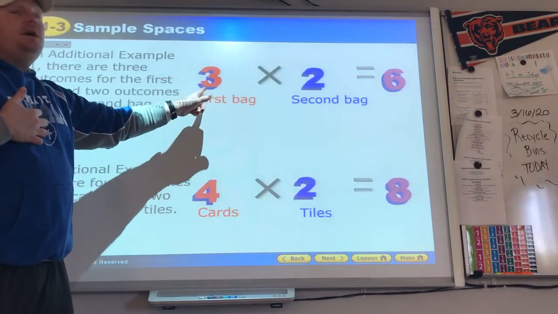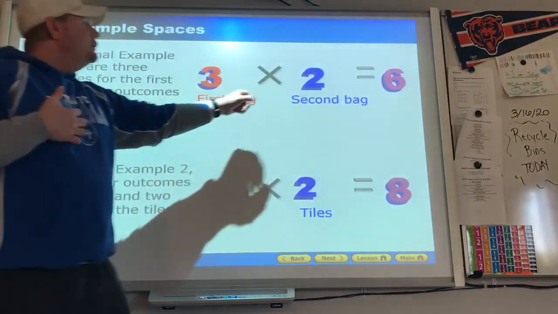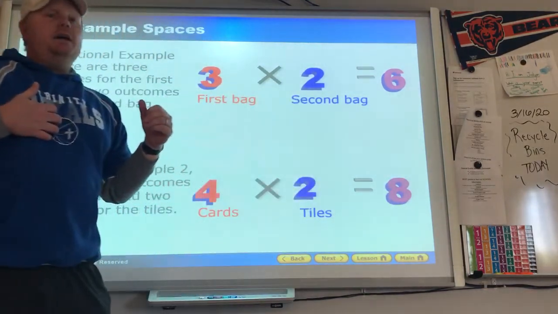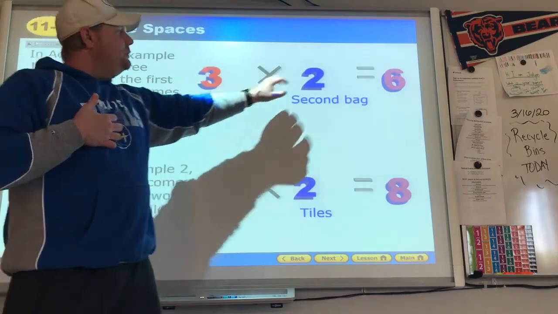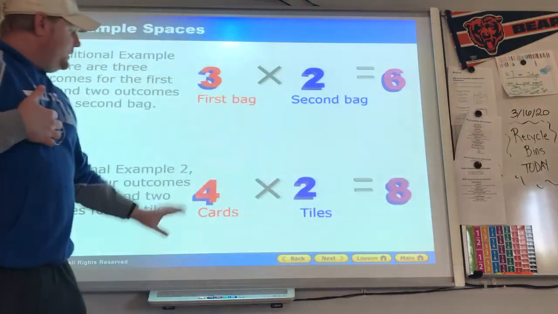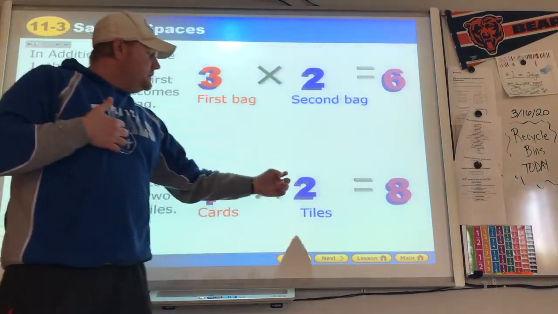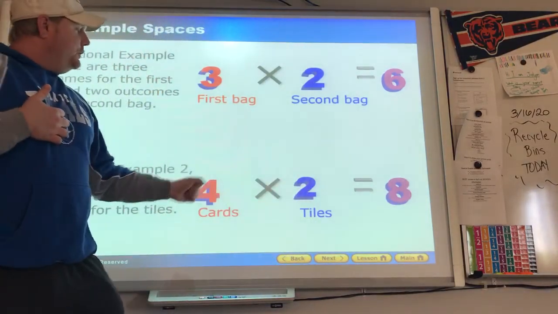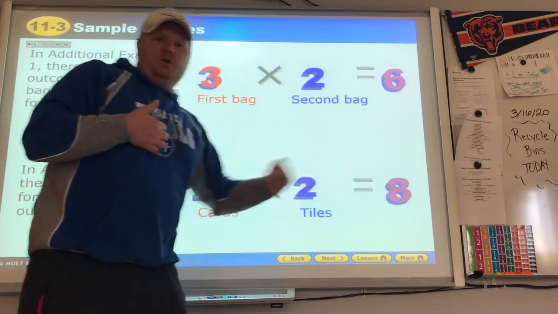There were 3 possible outcomes for the first bag, 2 possible outcomes for the second bag. The sample space was 3 here, it was 2 here. 3 times 2 is 6. That's the total outcomes. Sample space was 4 here, sample space was 2 here. 4 times 2, 8. That's the total outcomes.